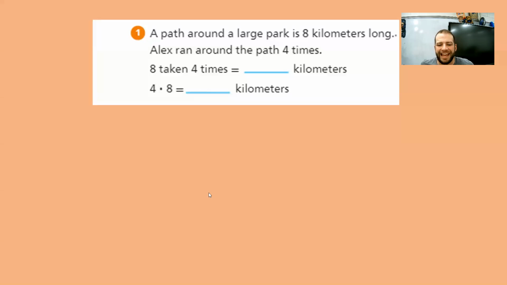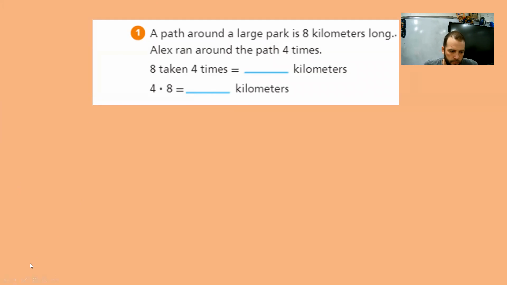Okay, we're on page 83. A path around a large park is 8 kilometers long. He ran around that path 4 times. So that's an example of multiplying whole numbers, no fractions. The way that we would do that is 8 times 4 is 32, or 8 4 times is 32. Either way, number 1 you should fill out as 32 kilometers.